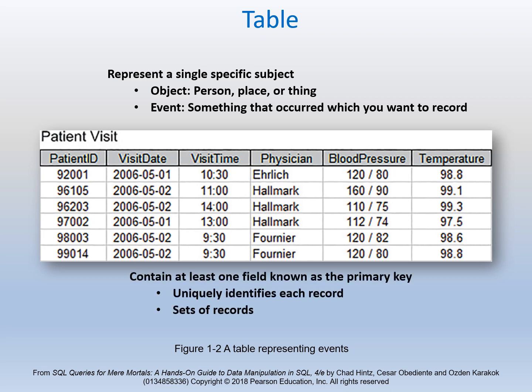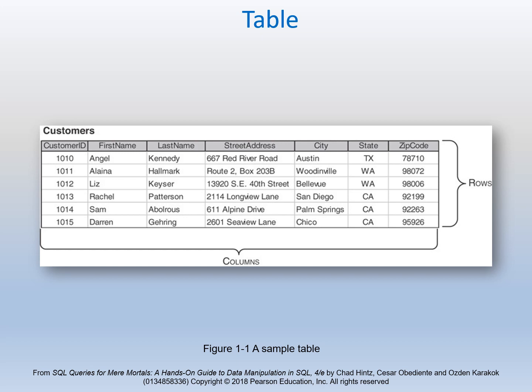A table must contain at least one field known as the primary key so that the rows or records in the table can be uniquely identified. The basic structure of a relational database consists of tables that are related to each other.